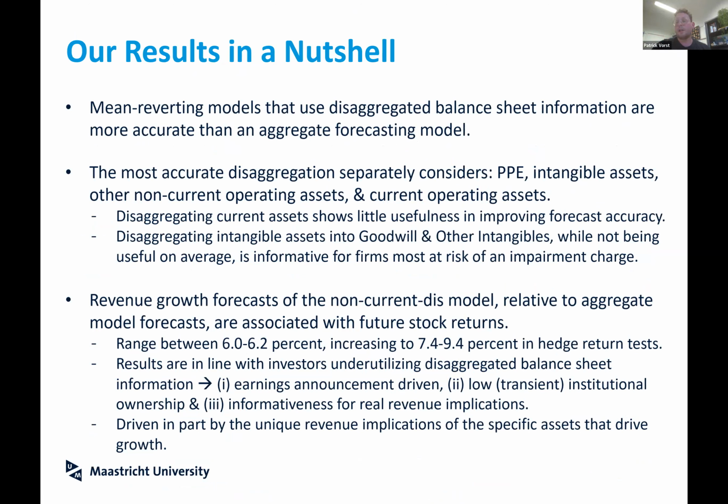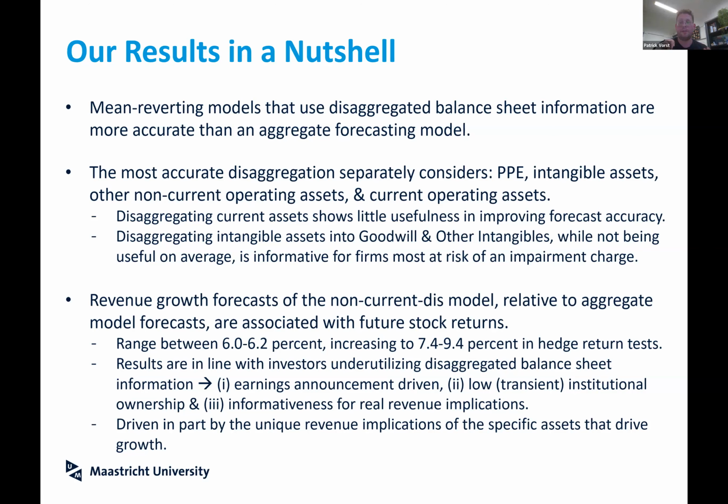However, from a forecasting perspective, it also seems that more disaggregation is not always better. In our case, what we find for forecasting asset growth is that the most accurate disaggregation would be disaggregating the balance sheet into PPE, intangible assets, other non-current operating assets, and current operating assets. If you look at whether there is any forecast improvement related to disaggregating current assets, we really do not find much. And in some cases, using disaggregated current assets actually leads to forecasts that are worse compared to just looking at total current assets. And in general, we find the same for disaggregating intangible assets.